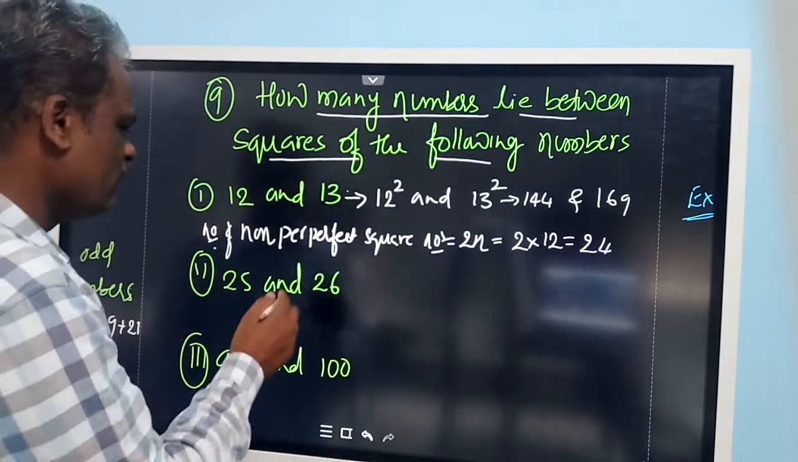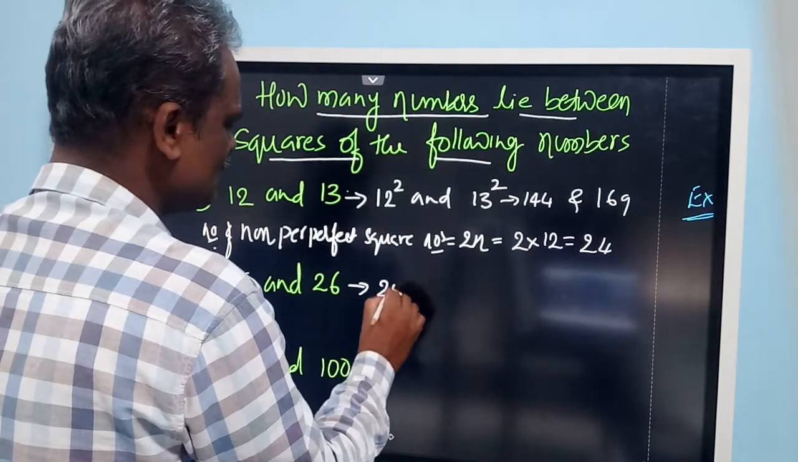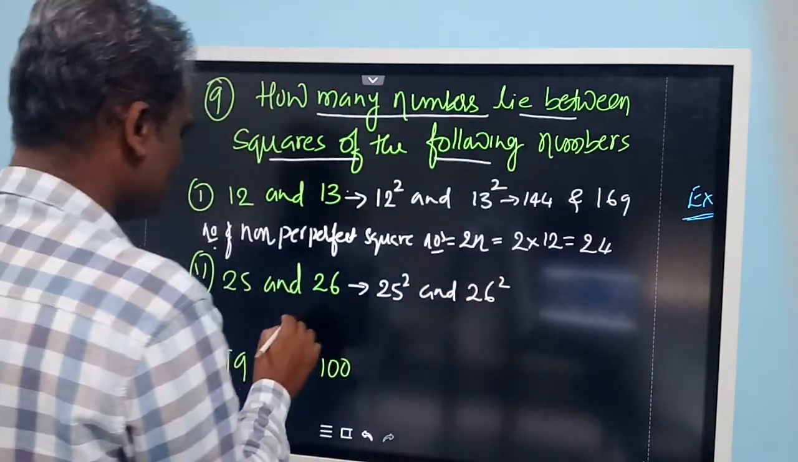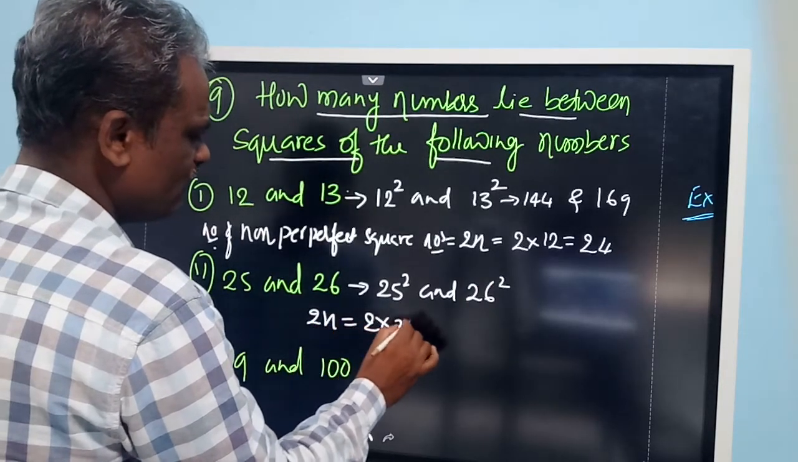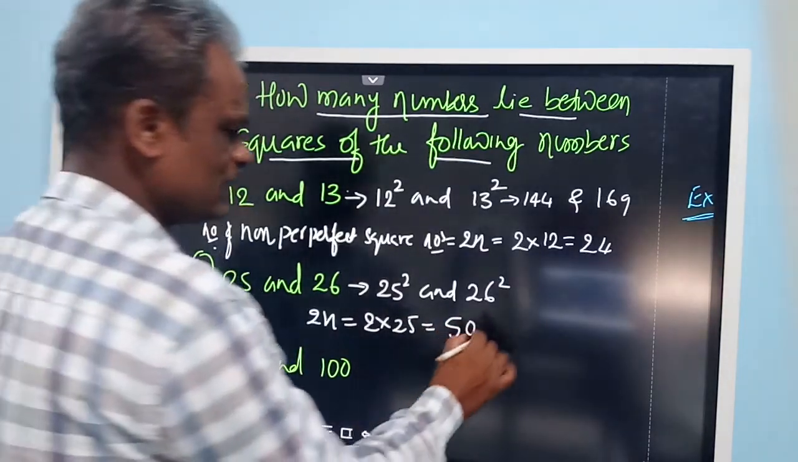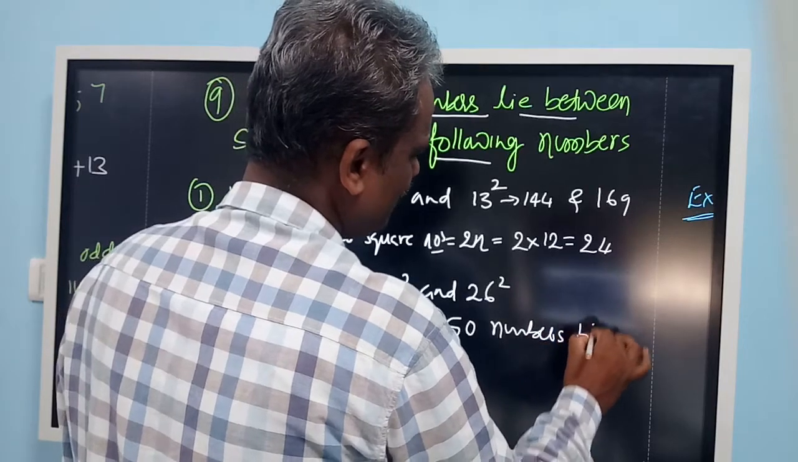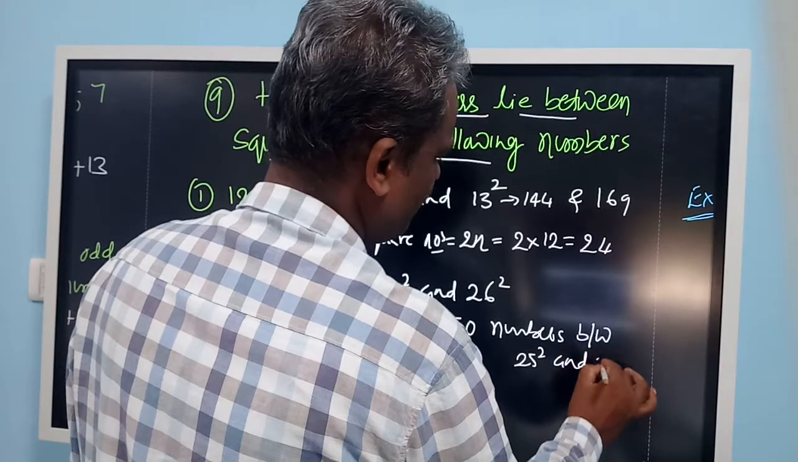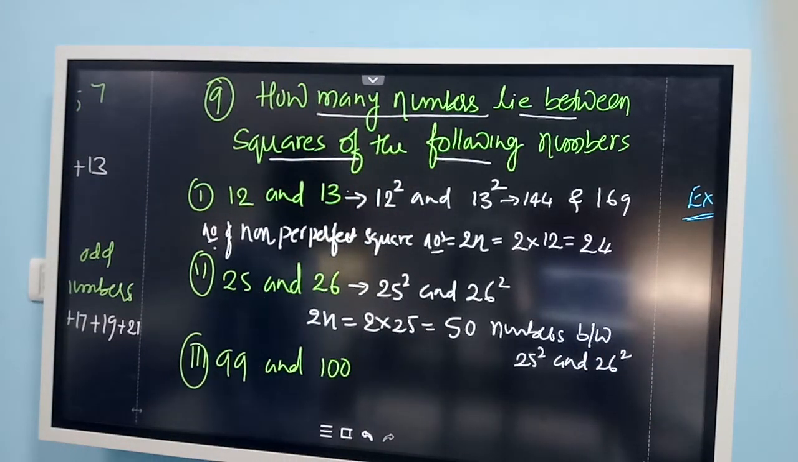Now similarly, between 25 square and 26 square, we have 2n, 2 into 25, so 50. We will get 50 numbers between 25 square and 26 square.